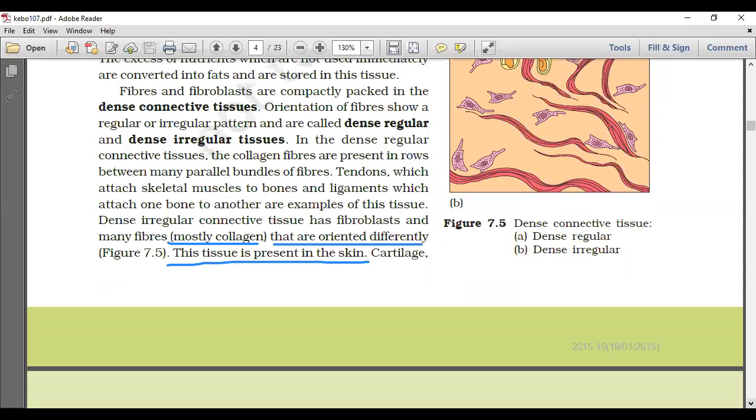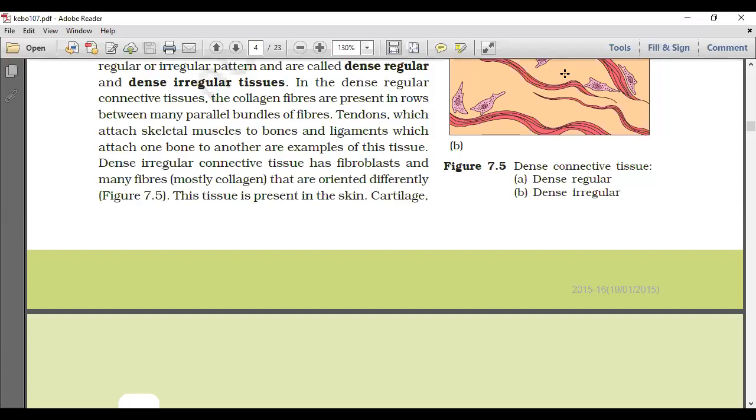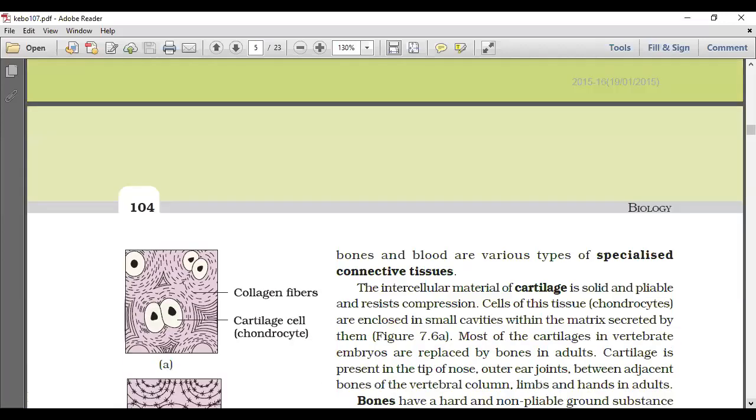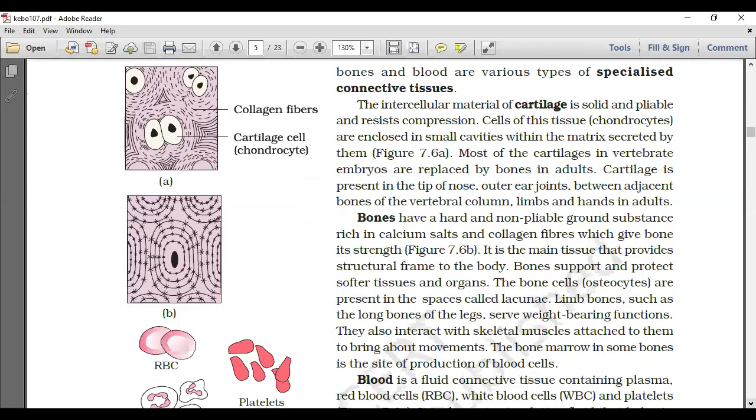The dense irregular connective tissue is present in the skin, in cartilage in the form of perichondrium, and in bone in the form of periosteum and endosteum. Cartilage, bone, and blood are various types of specialized connective tissues.